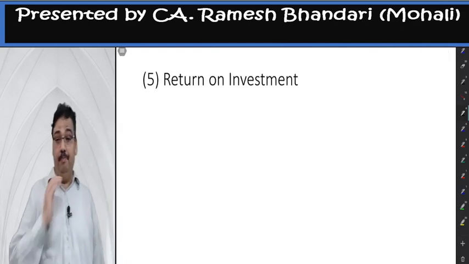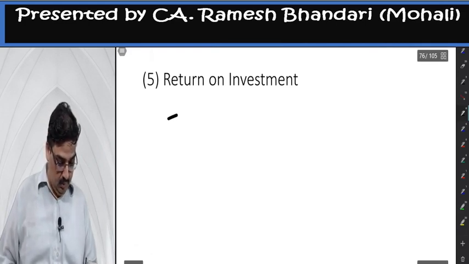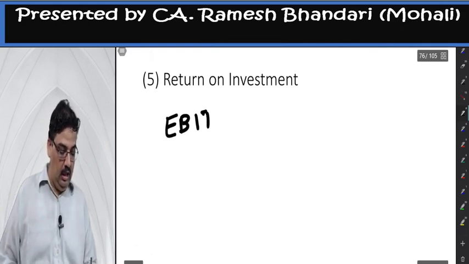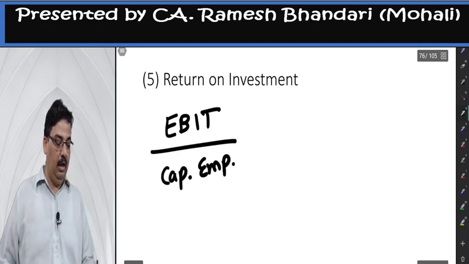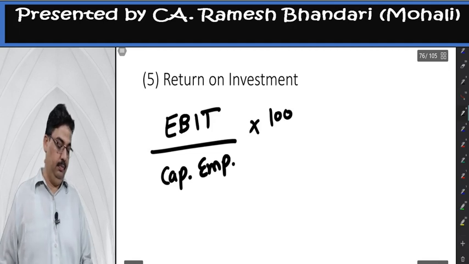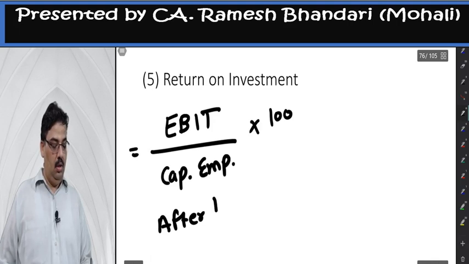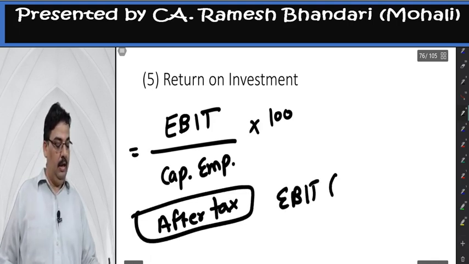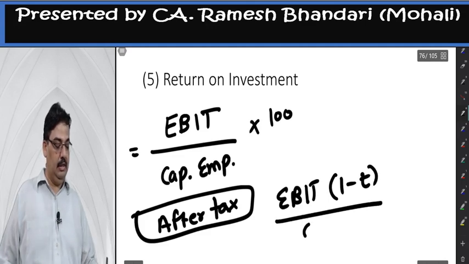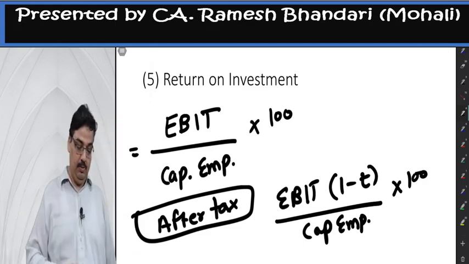Now comes some bigger, more relevant ratios. ROI: EBIT divided by capital employed into 100. This is the standard formula. After tax, you can get EBIT (1 minus tax) divided by capital employed into 100. That is return on investment.